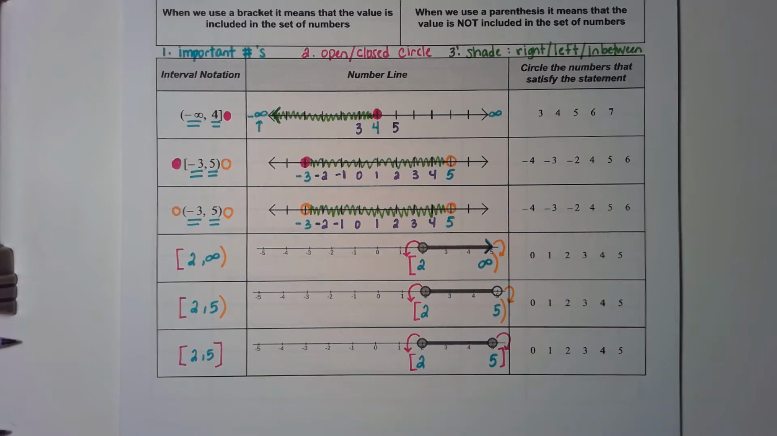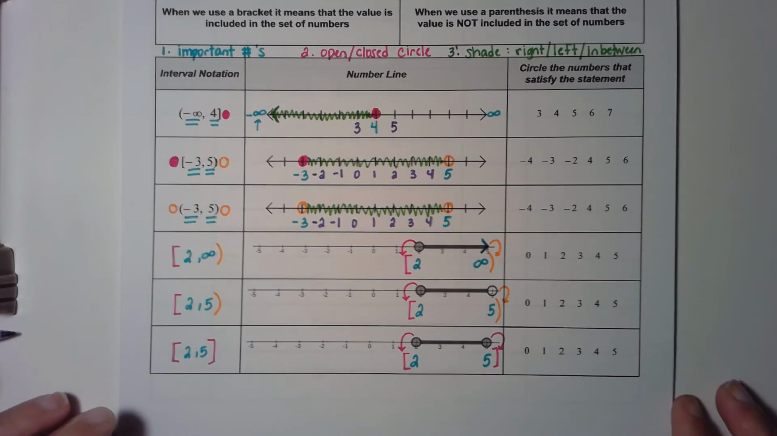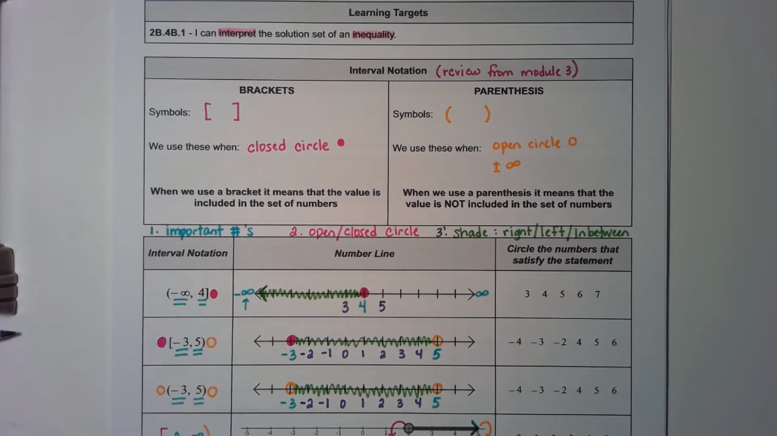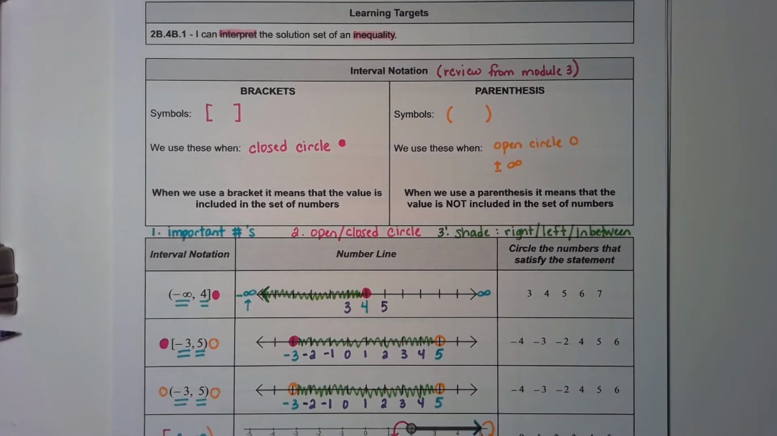Now, one of the things we're going to ask you to do in this unit is to interpret what the meaning is of that open and closed circle. So let me explain that, and then we're going to use that to circle the appropriate numbers here. The difference between an open and closed circle is not just what it looks like on the graph, but also what it means in terms of our solution.